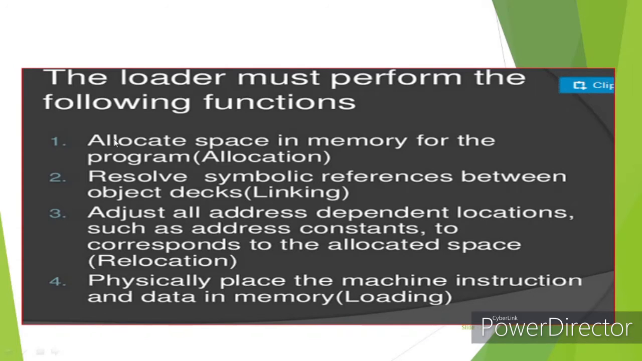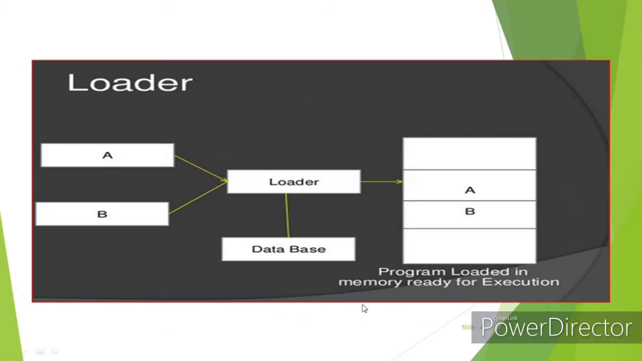As you can see, these are the major functions of the loader. It allocates space in the memory for the program, which is called allocation. Second is to resolve the symbolic references between the object texts, which is called linking. Third is to adjust all the address-dependent locations, such as address constants, to correspond to the allocated space, which is called relocation. Fourth is to physically place the machine instructions and data in memory, which is called loading.